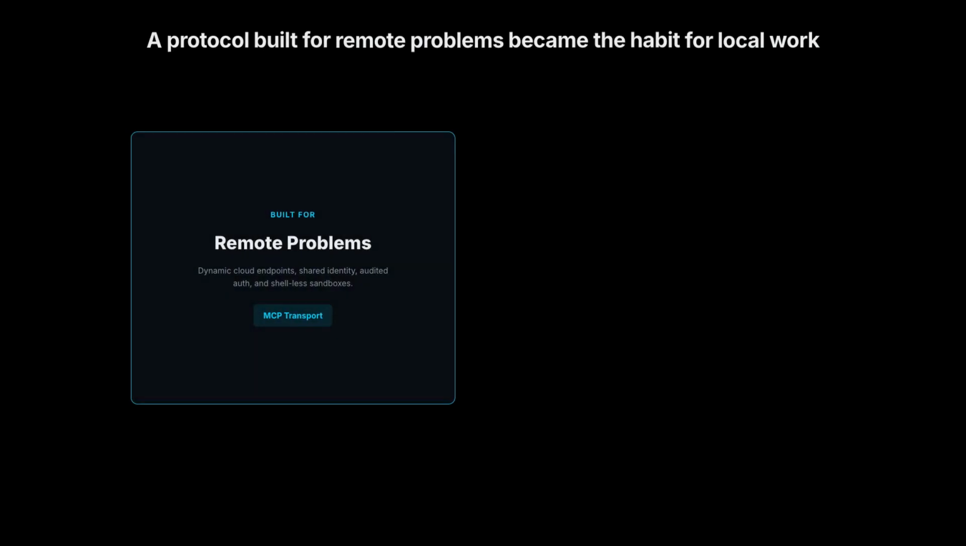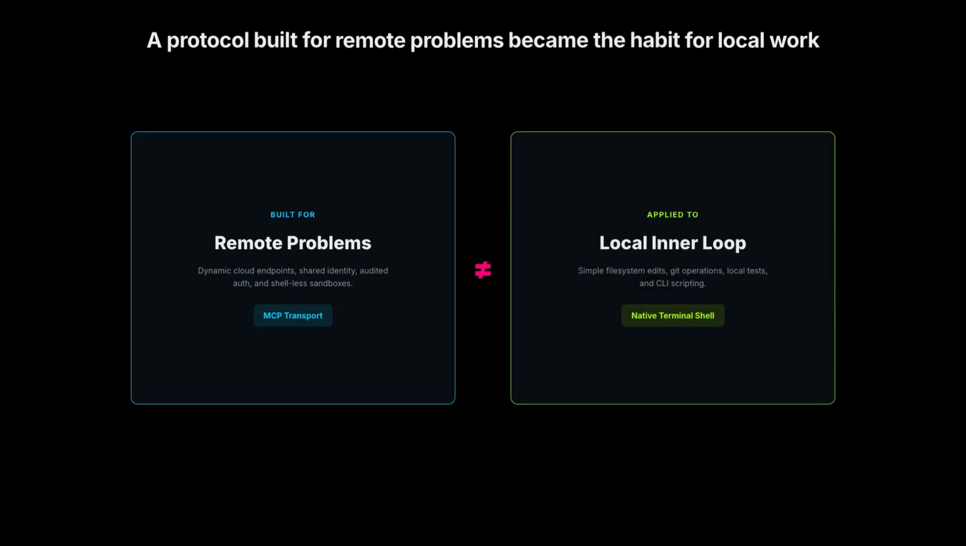The mistake was different. It was treating MCP as the universal tool interface, and it switched it on by default for local development. A protocol built for hard remote problems became the habit for simple local work. That is a category error, and it is expensive.